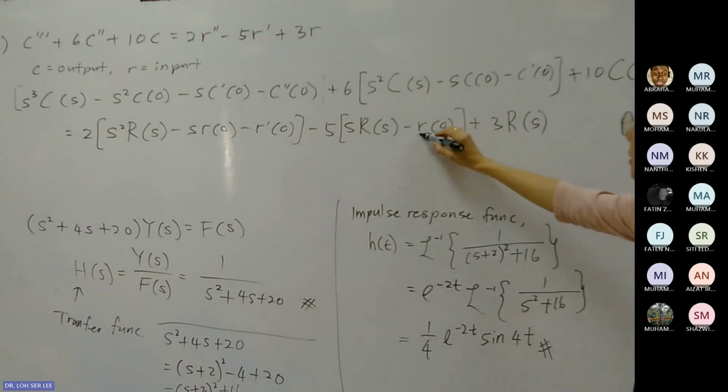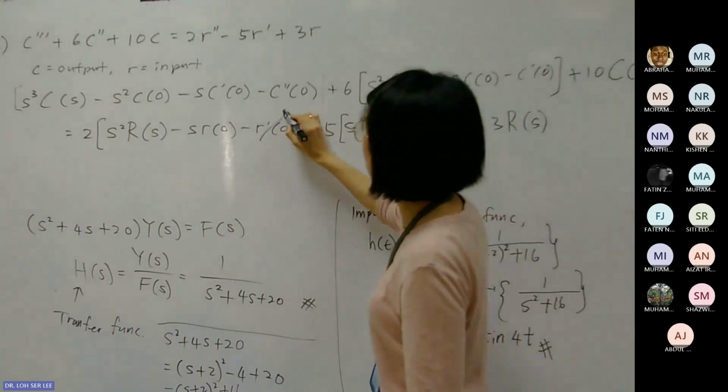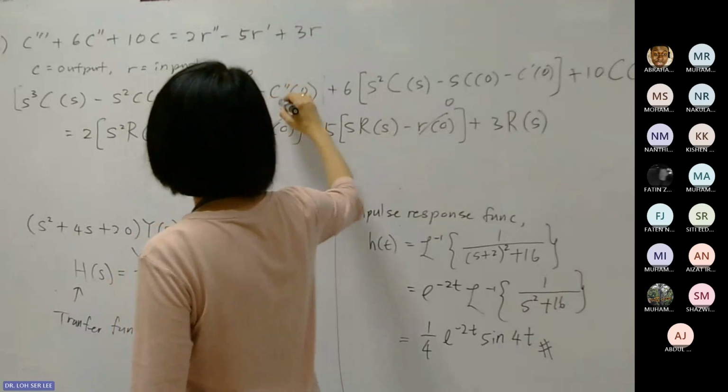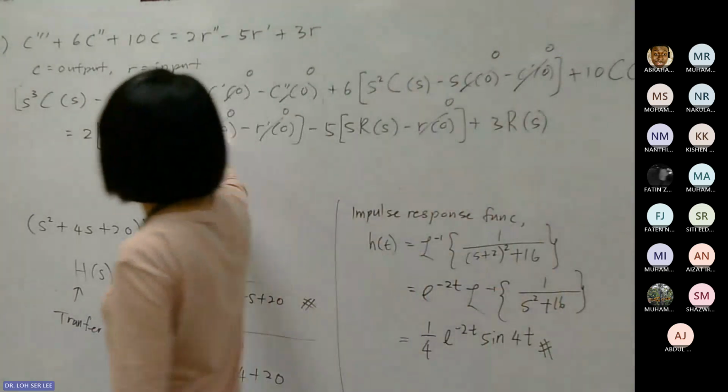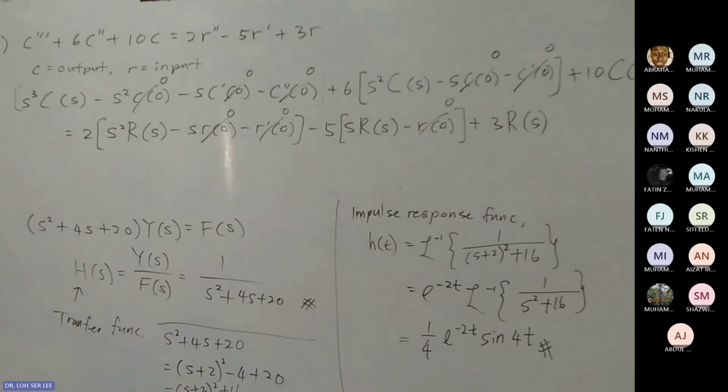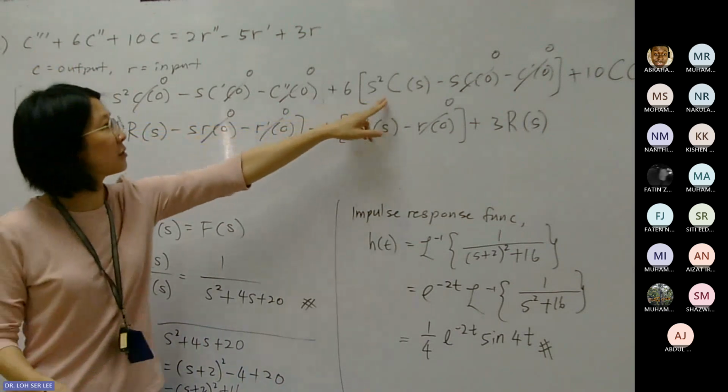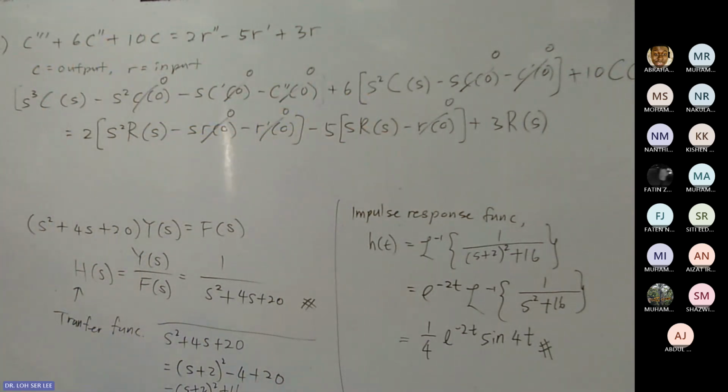So all initial values are 0. If you know all the initial values are 0, suppose you know this is the only term from here. It's the only non-zero term.